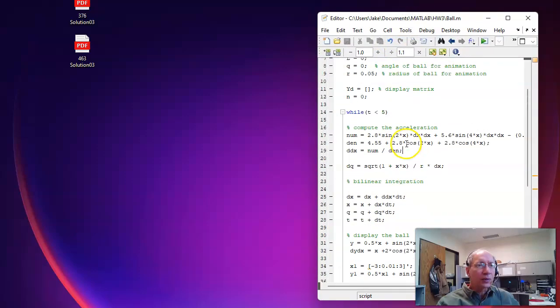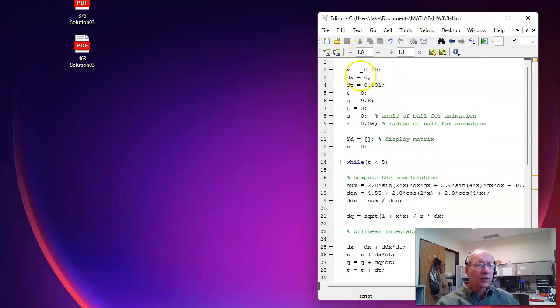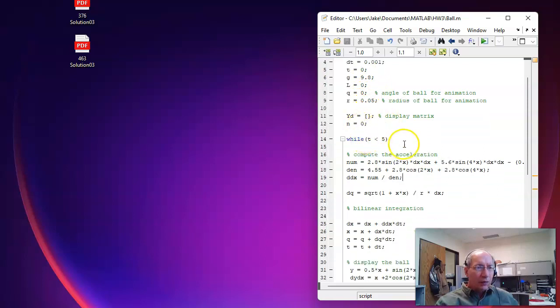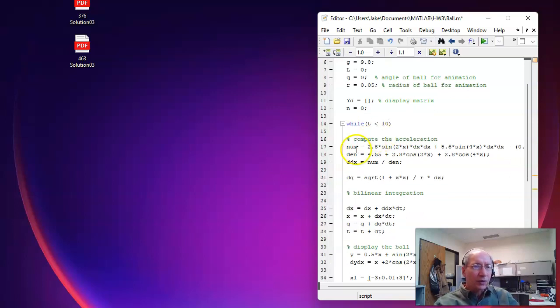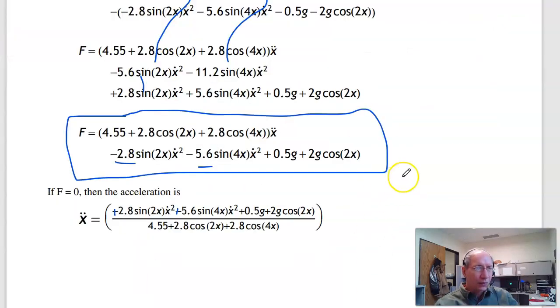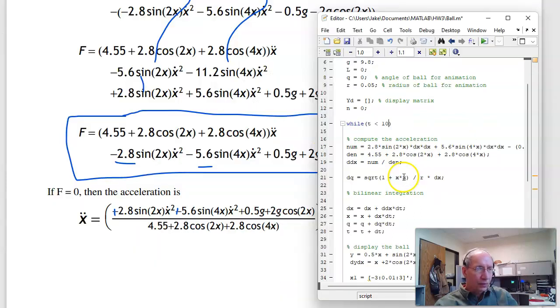So in simulation, here's the start of the code. I'm going to start with my initial condition at minus 0.1. Let's see, for 5 seconds. Let's make that 10 seconds. I'm going to calculate the acceleration. That's this guy right here. There's the numerator term. There's the denominator term. The acceleration is numerator over denominator.